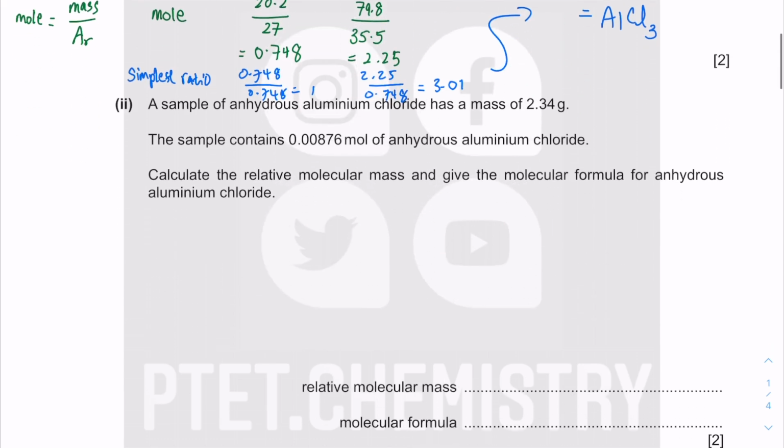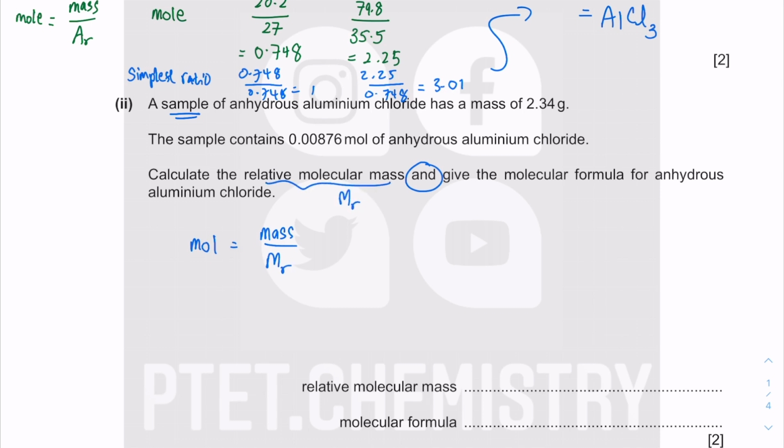So we have a sample of anhydrous aluminium chloride. It has a mass of 2.34 gram, and this sample consists of this much mole. We want the relative molecular mass and therefore the molecular formula for the anhydrous aluminium chloride. So now you have a sample of it, so we need to use the data. So mole is equal to mass over mR.